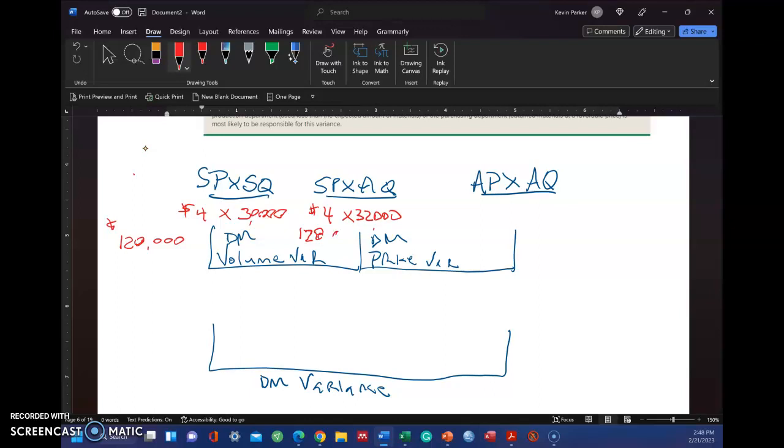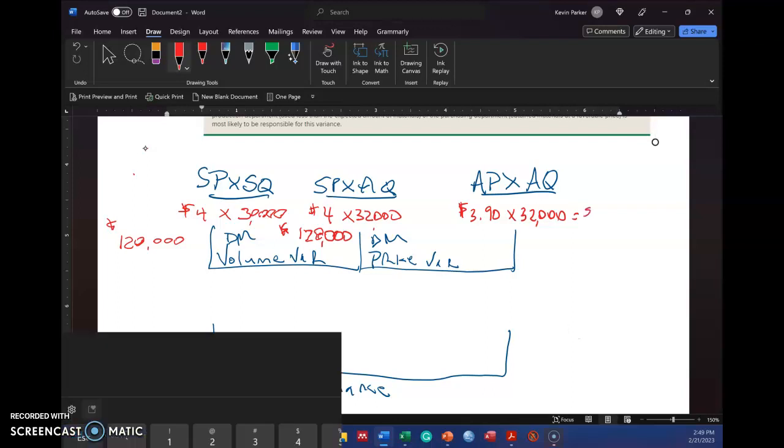I'm writing faster than the keyboard wants me to go, and it's fussing at me. Or the screen. Here we go. All right. Now the actual price was $3.90, and the actual quantity was 32,000. And that equals, I've already done the math and I didn't memorize that one, 124.8.